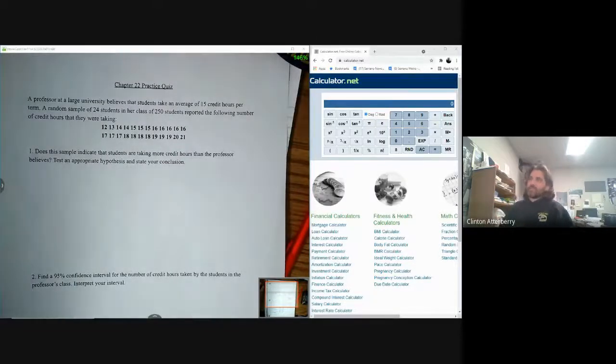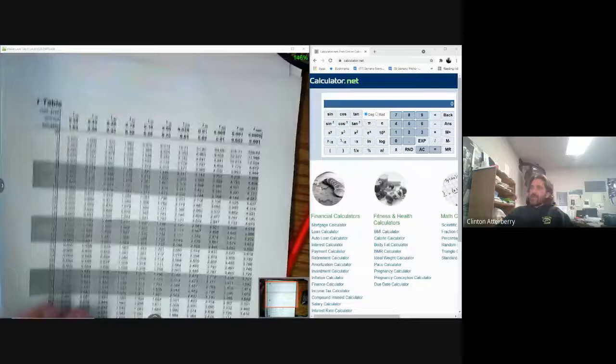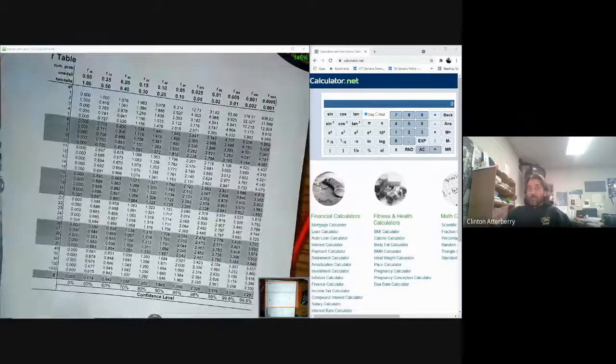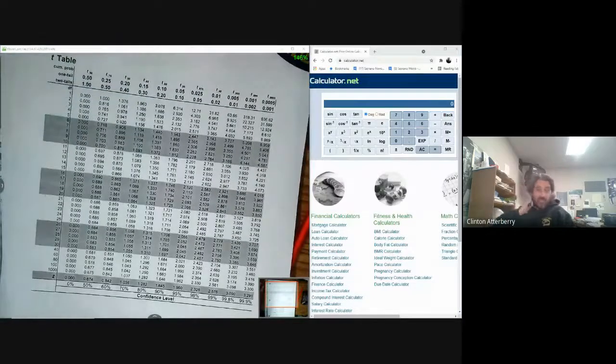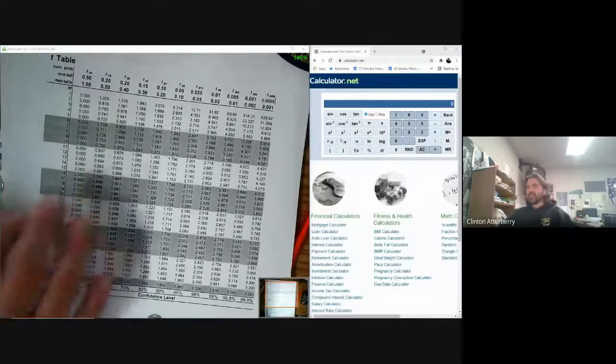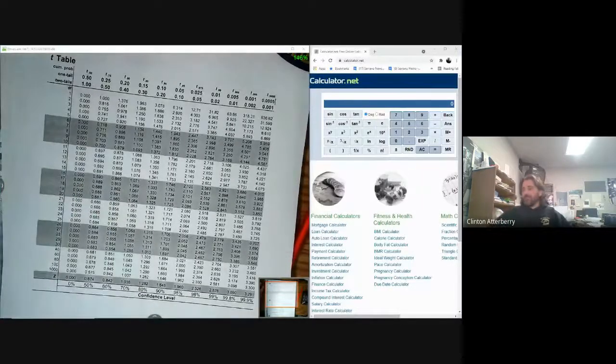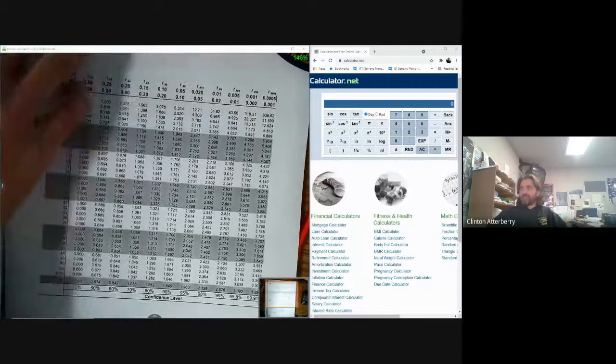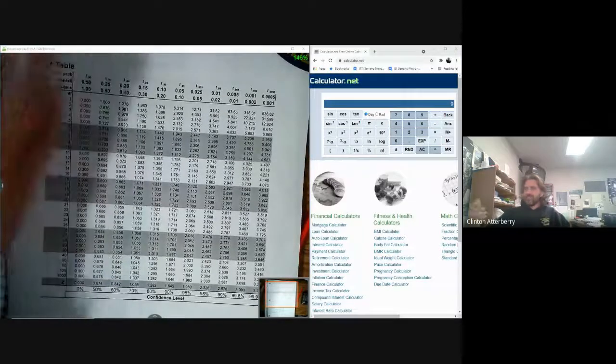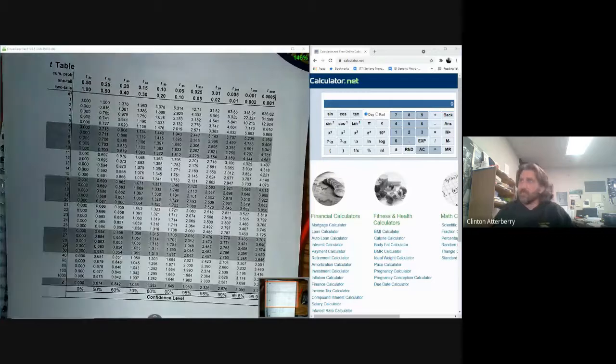Small changes. All right, so chapter 22 practice quiz. You'll need a student's T-table, which is in the back of the book. I also found a PDF link online of the same kind of table, a little bit different set of numbers, but it's all the same stuff. I put a link for this PDF, okay? It's like your D-table, but it's your student's T-table.